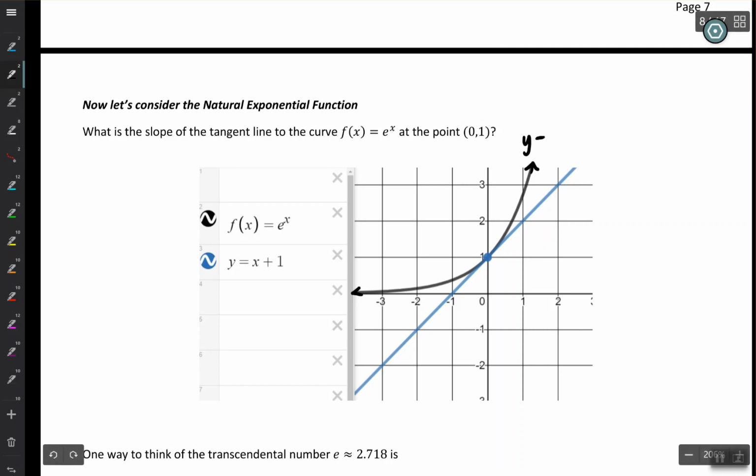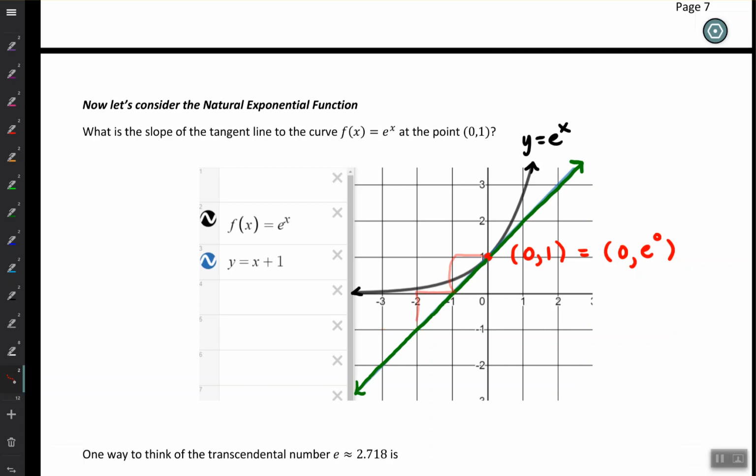All right, so here I graphed on Desmos your e to the x function. Here's your f of x, or your y equals e to the x. And at the point 0, 1, which is the point 0, e to the 0, what does the slope of this tangent line look like it is? Let's just look at what this slope is. I'm going up 1 to the right 1, up 1 to the right 1, up 1 to the right 1. The slope of that tangent line is 1. And in fact, you can see right there that that is the line that I graphed.